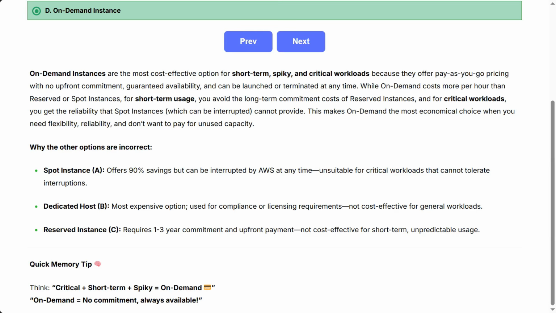Quick memory tip. Think critical, short-term, spiky, on-demand. On-demand, no commitment, always available.